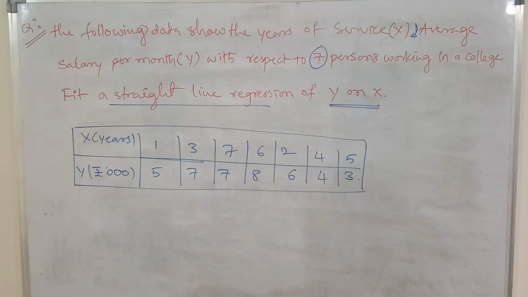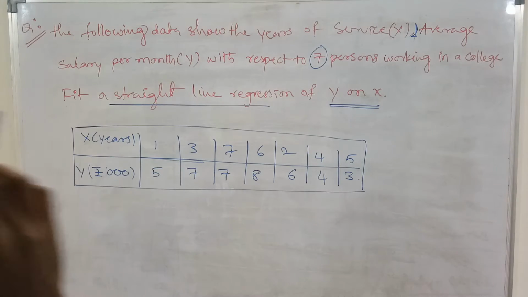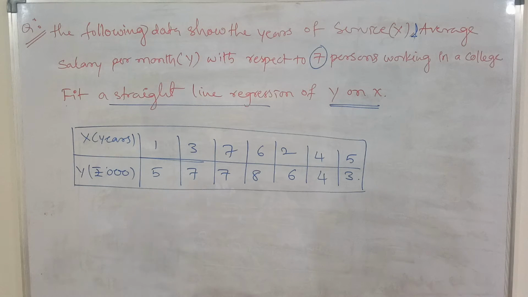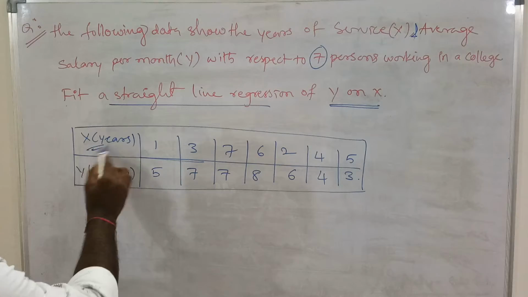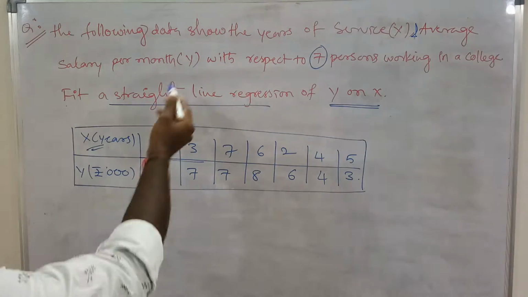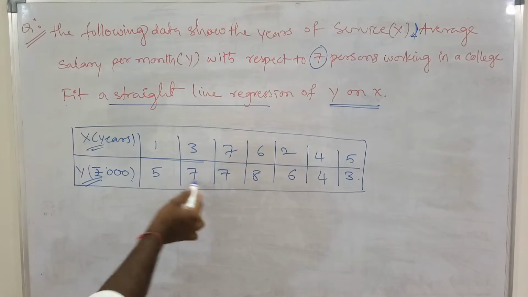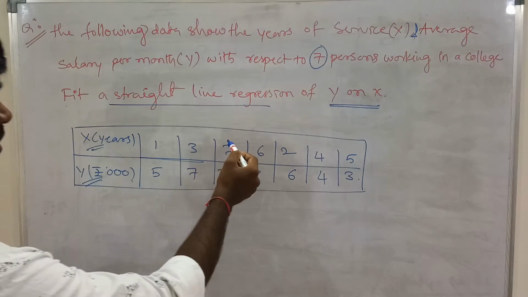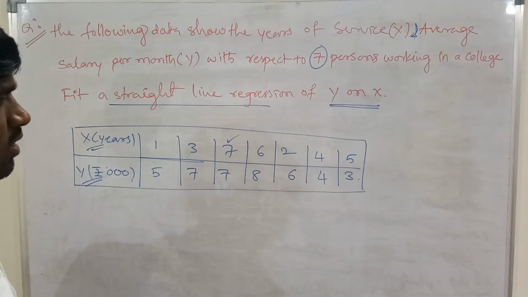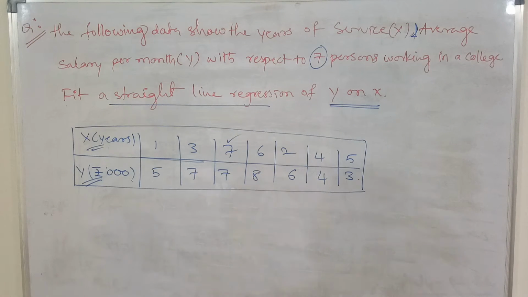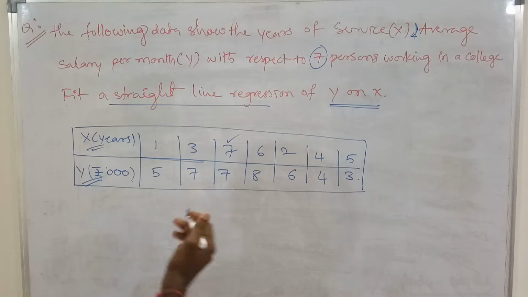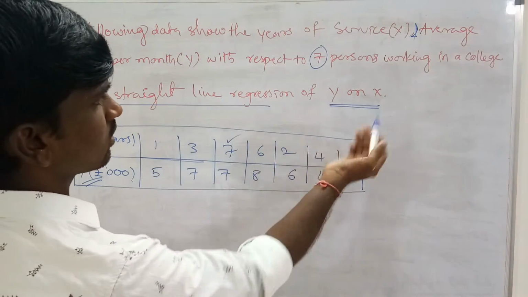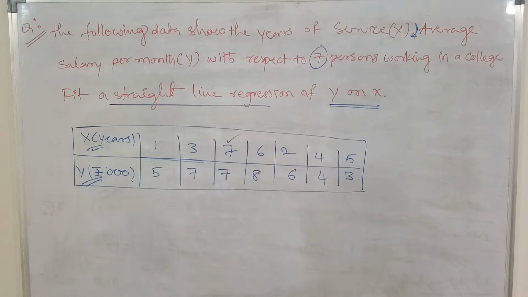Right, according to this problem, we are given data of years of service, that is x, and average salary per month. Years of experience is 7 years, and the salary is 7,000, like that. If the year of experience is 1 year, like that, the years of service and the average salary per month of 7 persons: 1, 2, 3, 4, 5, 6, 7 persons, right?